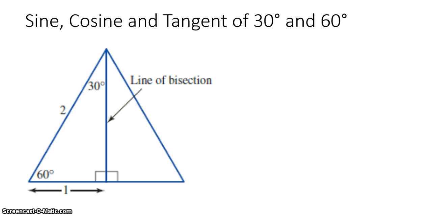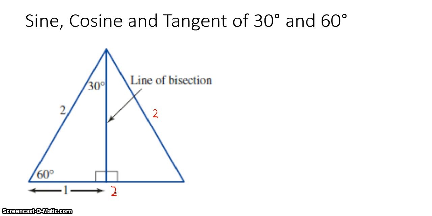To do this, we need to look at the triangle that you can see in front of you now. It's an equilateral triangle, which means that all three sides are equal and all three angles are the same size. We can see in this triangle that we have one side here which is equal to 2, and being an equilateral triangle, that means that this side here must also be equal to 2, and the base of our triangle is equal to 2.